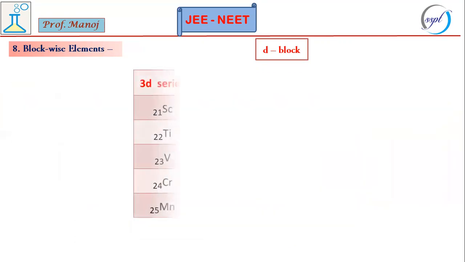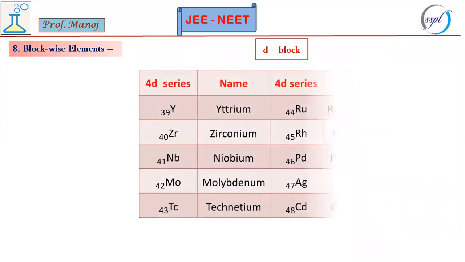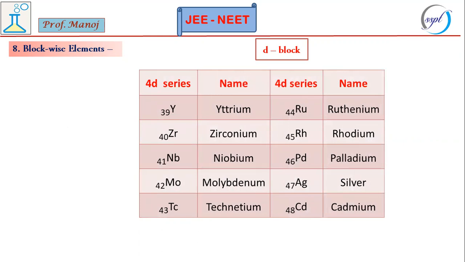Just for your information, the names of the elements. This 3d series you will know: scandium to zinc. Similar to this, we have to know the 4d series by heart: yttrium, zirconium, niobium, molybdenum, technetium, ruthenium, rhodium, palladium, silver and cadmium.